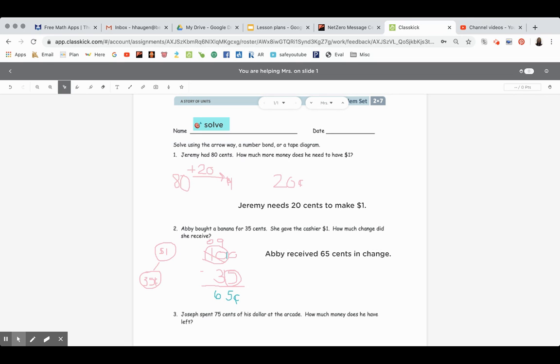Now you could also count up with the arrow way. You would just start at 35, skip count by tens, as close to 100 as you can get, and then add on the extras to get you to 100.